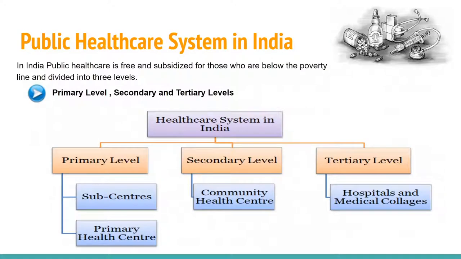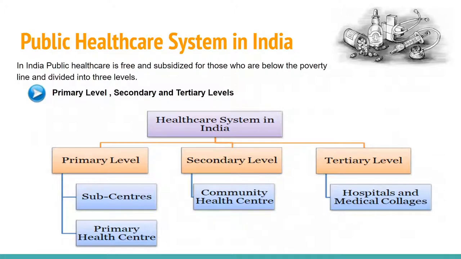Now let's see the public healthcare system in India. In India, public hospitals are also called government hospitals or sadhan hospitals, which are free and subsidized for people who are below the poverty line. Additionally, for women and elderly people, the government has given extra public services. The Indian public healthcare system is divided into three major levels: primary, secondary, and tertiary.